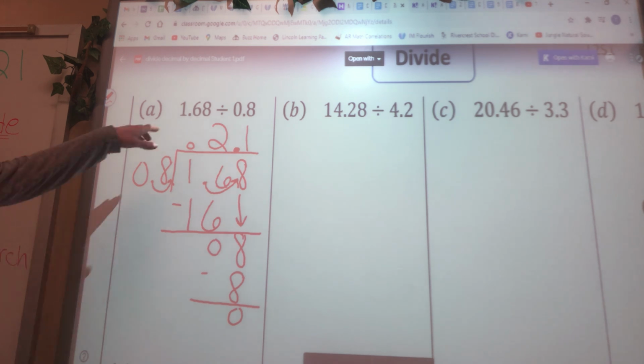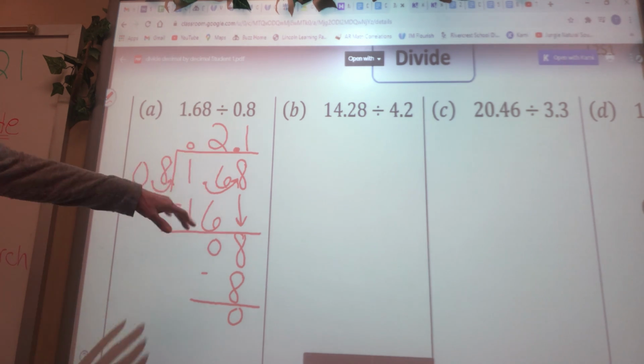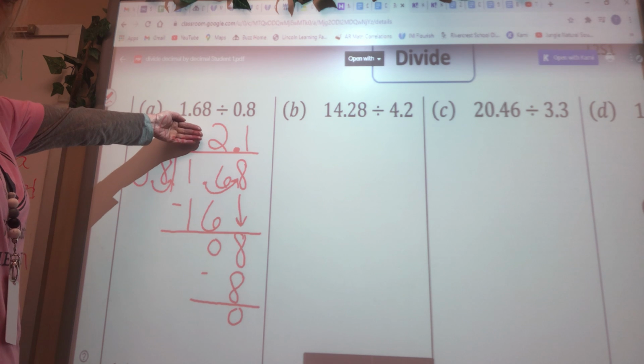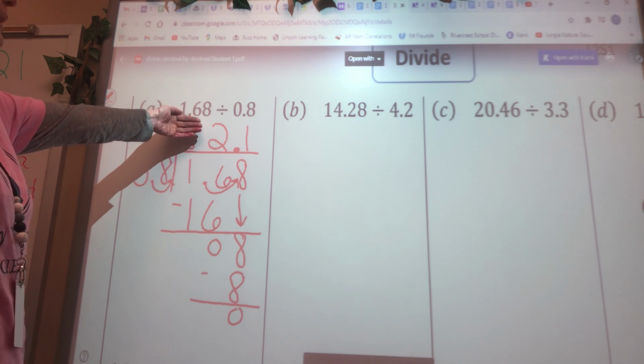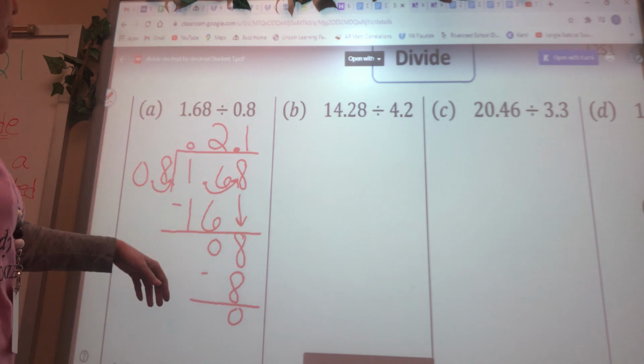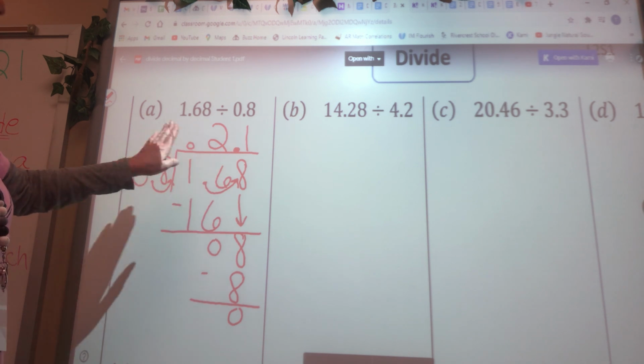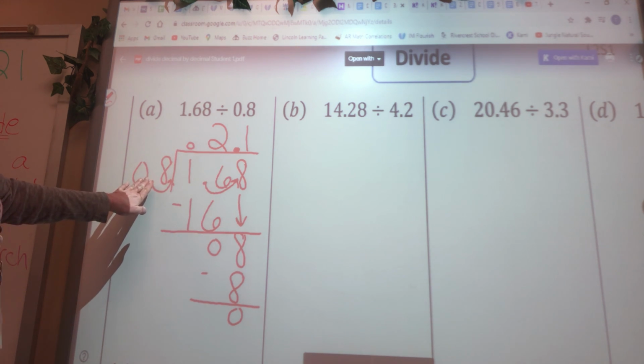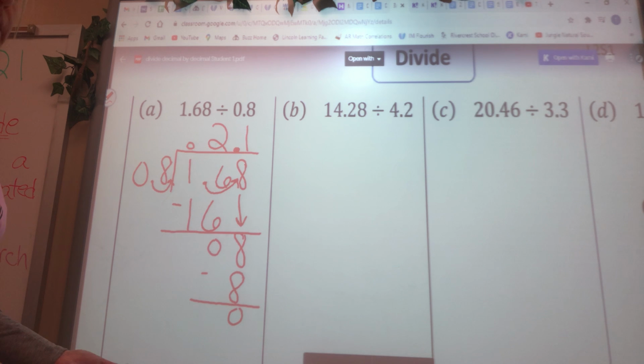So you see that typically our quotients have been whole numbers, but now since we're dividing a decimal number by a decimal number, our quotient will also be a decimal number. So 1.68 divided by 0.8 is 2.1.